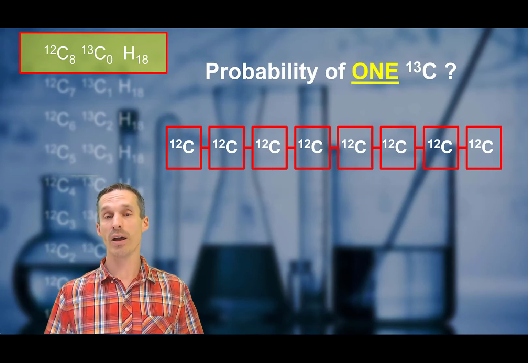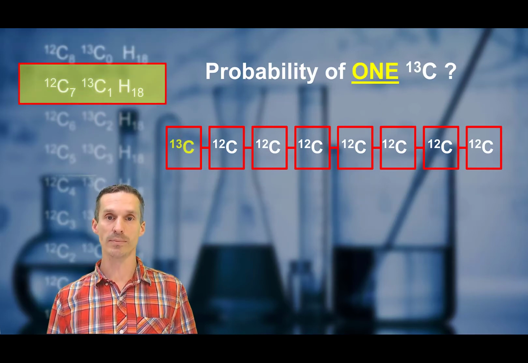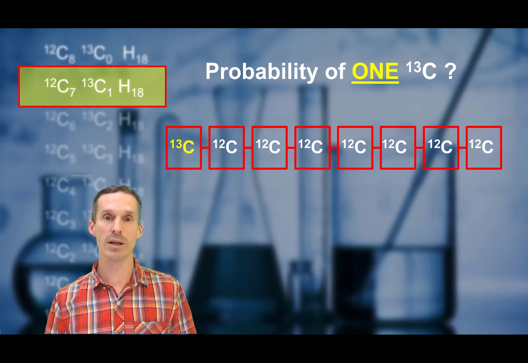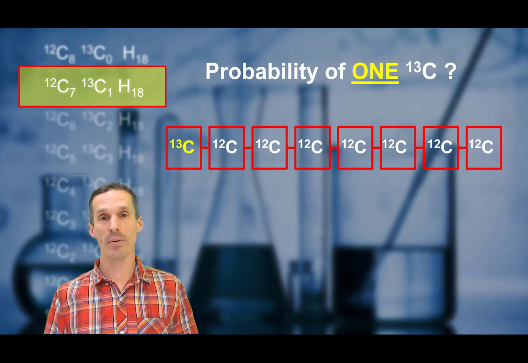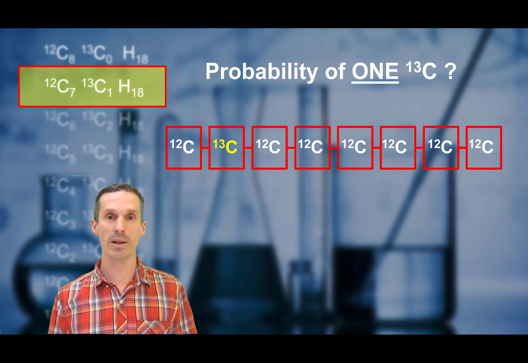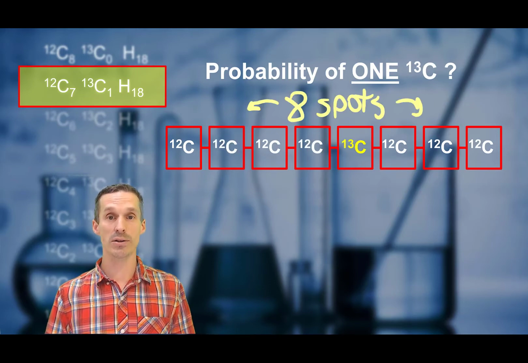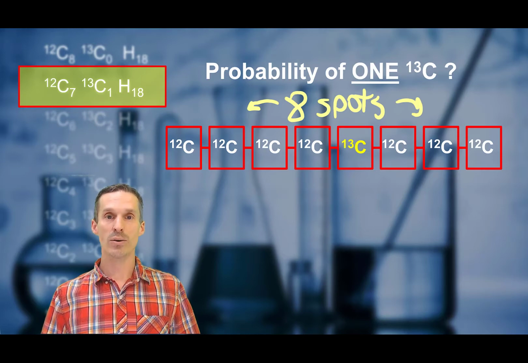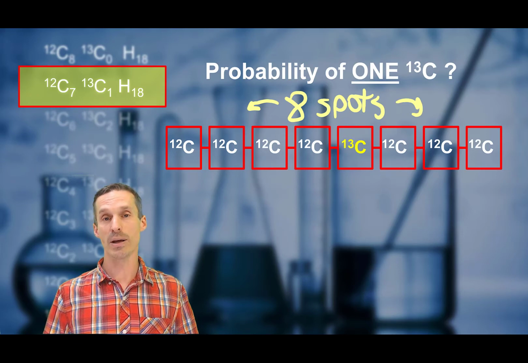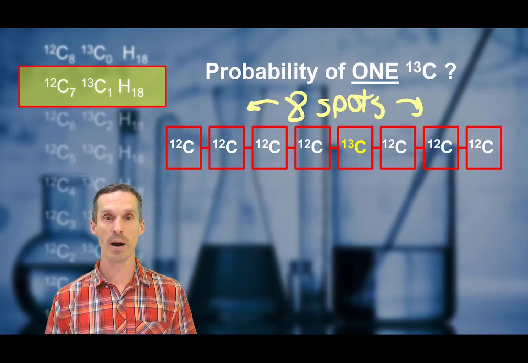Now what about having one carbon-13? What I'm going to do here is place a single carbon-13 into my boxes, and the rest will have to be carbon-12. Keep in mind that it really doesn't matter where the carbon-13 shows up, because the mass of that compound is going to be the same. You can actually arrange this into one of 8 different spots. So whatever the probability is, we're going to have to multiply that number by 8, because there are 8 different combinations that we can come up with.